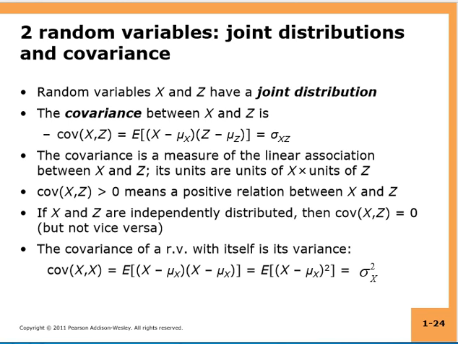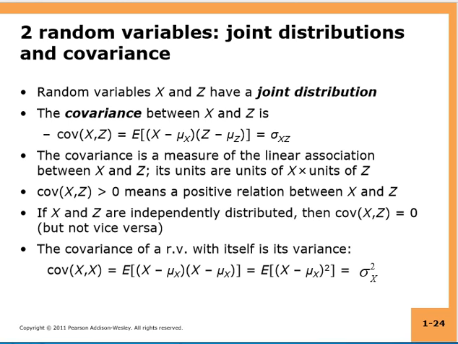It is basically a measure of the linear association between x and z. That is, as x varies, how does z vary? As x goes up, does z also go up, and as x goes down, does z go down? Or is it that as x goes up, z goes down, and as x goes down, z goes up? Is there a positive covariance, a negative covariance, or no covariance at all?